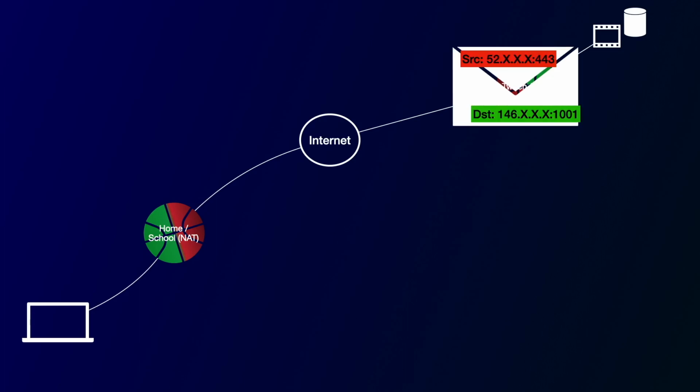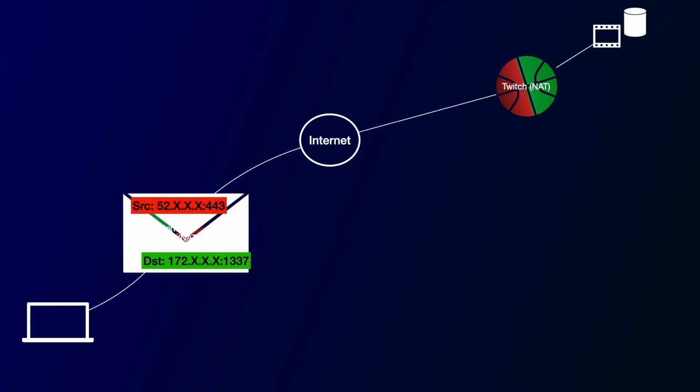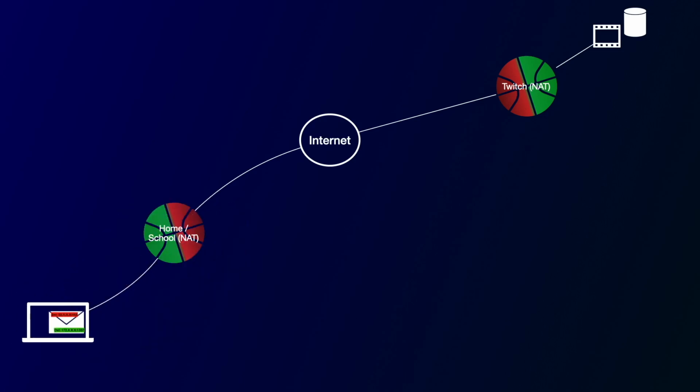Twitch, when they respond, they're going to swap their from and to, because it's now coming from the 52 and going back to the 146. That's going to hit our NAT edge device. It's going to get flipped around and then returned to the client.